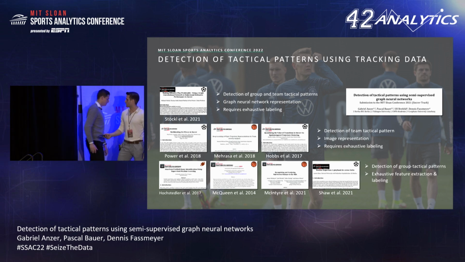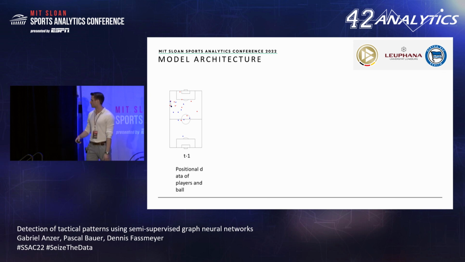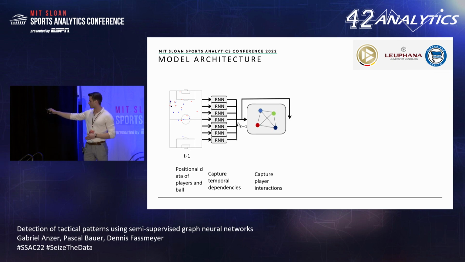Now, to get a little bit concrete, our model directly operates on inherently unordered position data of the players and the ball. And to capture the temporal dependencies in the data, we use a recurrent neural network as a methodological tool with shared weights that processes each of the players' trajectories individually. And here, thus, we maintain player-wise hidden states h_{t-1}.